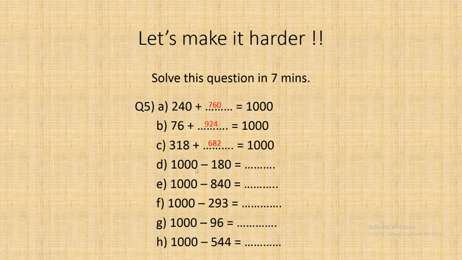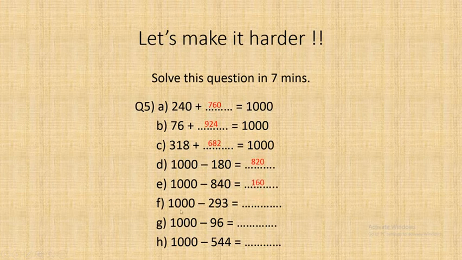Okay, here 1000 minus 180. You can use the mental strategy of subtraction, or you can make something plus 180 equals 1000 to reach the first case. So here I will add 20, so it's going to be 200, and I will add 800, so it's going to be 820. The same thing here, I will add 60, so it's going to be 900, and then I will add 100, so it's going to be 160.